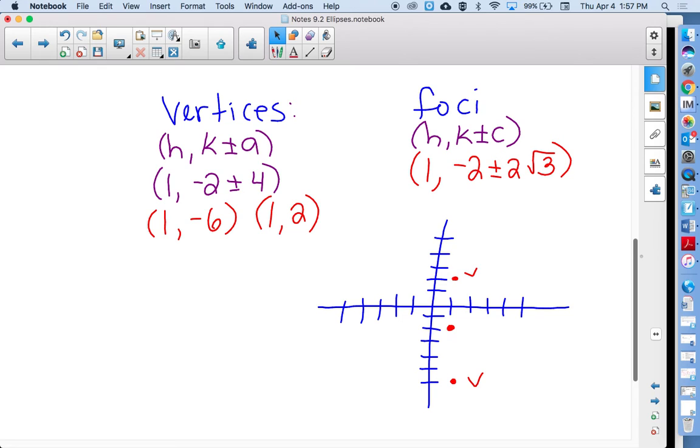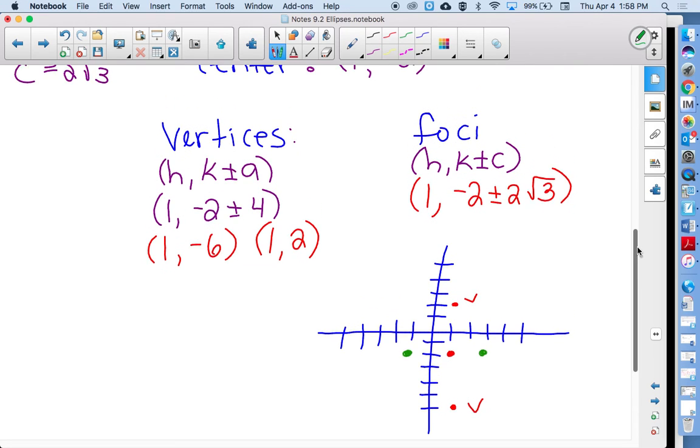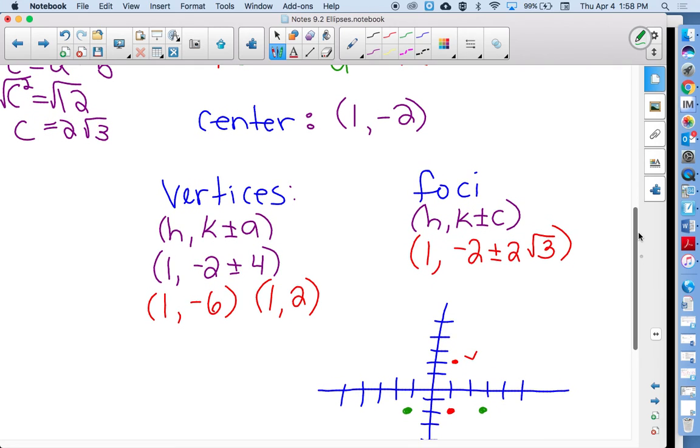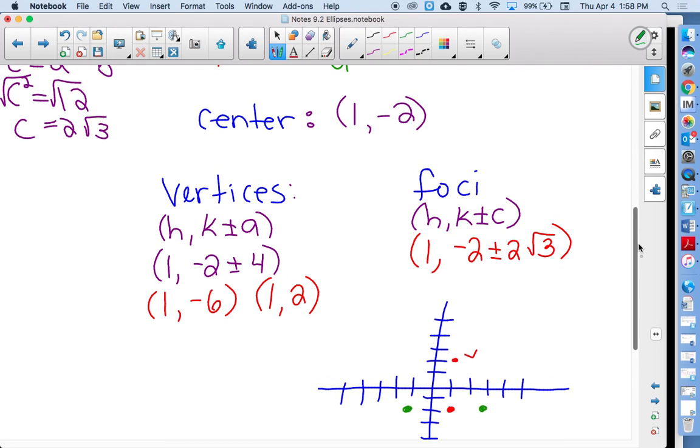So go back to your center. Go 2 to the right, 2 to the left, and then that gives me the width. So A is up and down because we said it was vertical. B is the opposite direction, that gets us the width. And then the last part is the C, which gives us the foci, and that's the square root of 12, 2 square roots of 3.